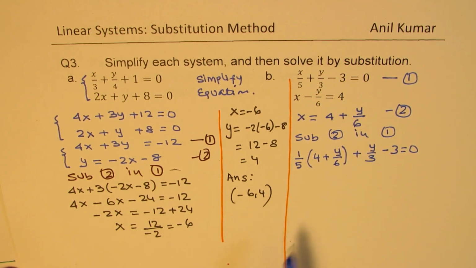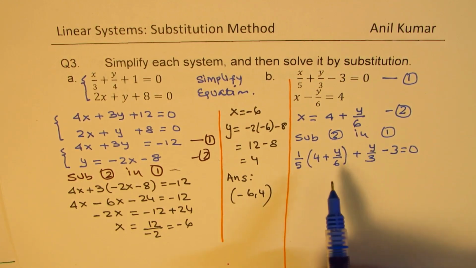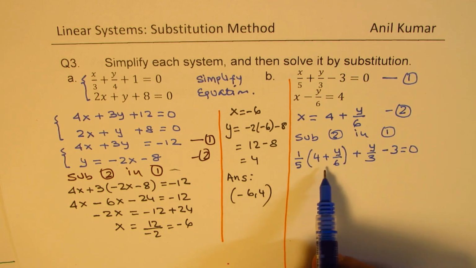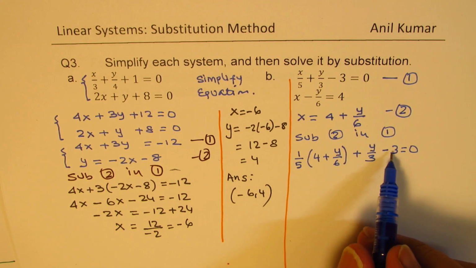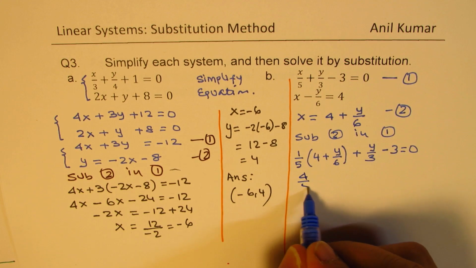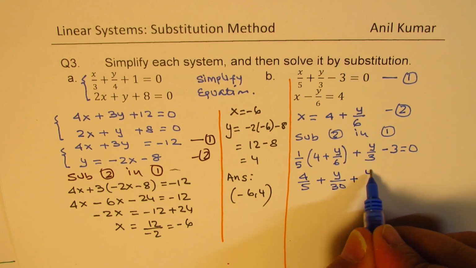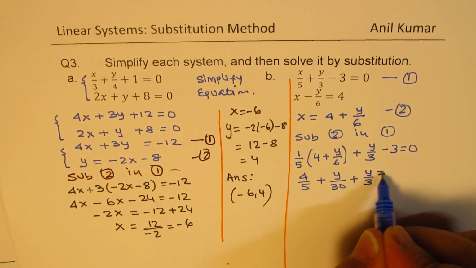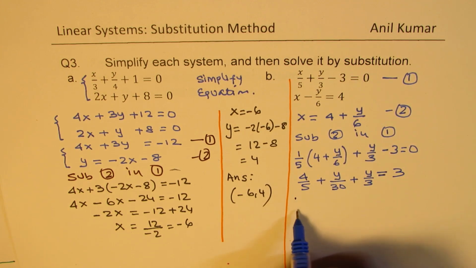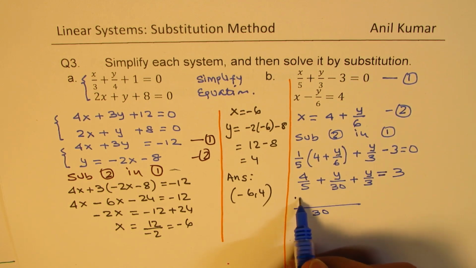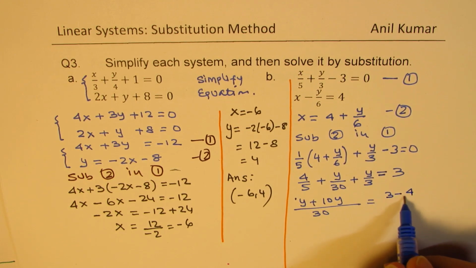Okay. Now let's deal with it. So now what should we do? Well, once you are in this situation, we have no option other than to work with bigger numbers, right? Okay. So let's multiply this. We get 4 over 5 plus y over 6 times 5 is 30, plus y over 3 minus 3. I can at least take this on the right side, correct? So on the left side, we can take 30 as a common factor. We get y plus 10y, right? And on the right side, we get 3 minus 4 over 5, right?